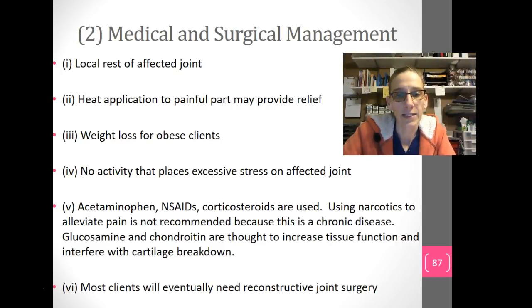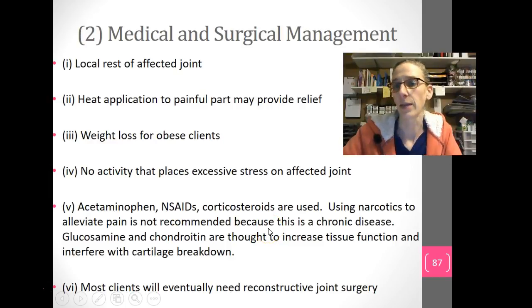All right, you recommend no activity that places excessive stress on the affected joint. You can recommend acetaminophen, NSAIDs, and corticosteroids. Using narcotics to alleviate the pain is not recommended because it's a chronic disease and they will become chronically dependent upon the narcotic. Glucosamine and chondroitin are thought to increase tissue function and interfere with cartilage breakdown.